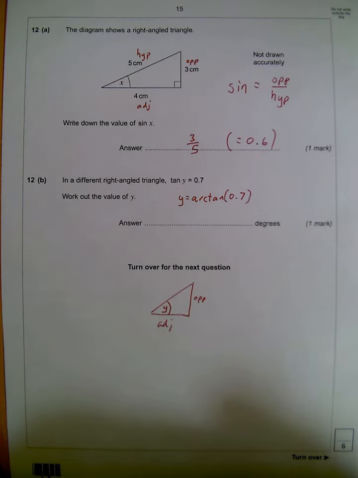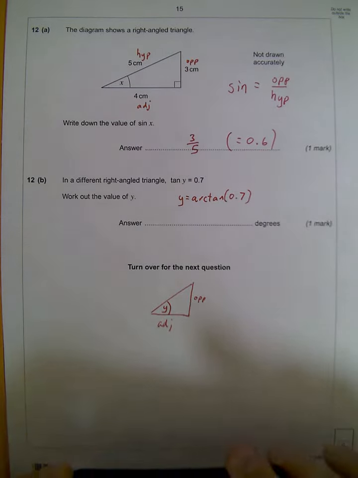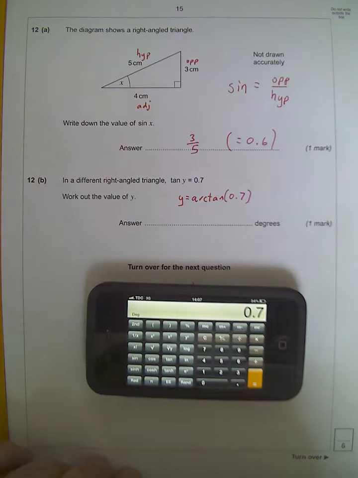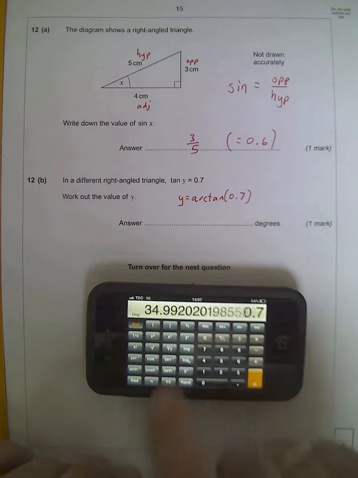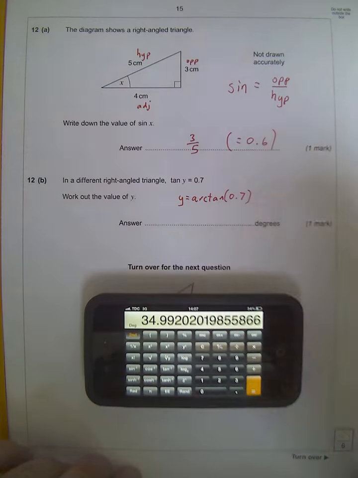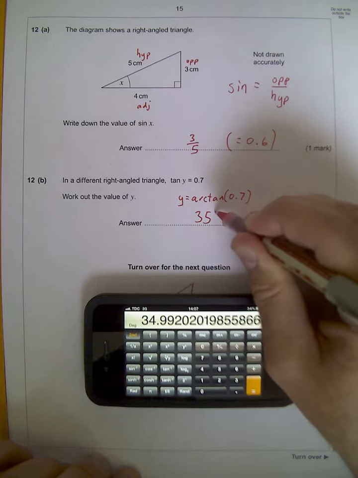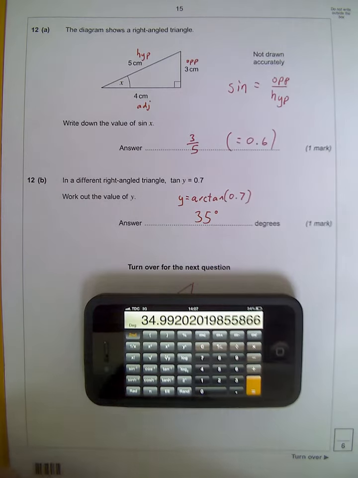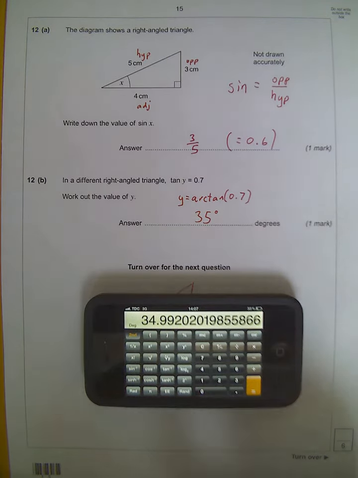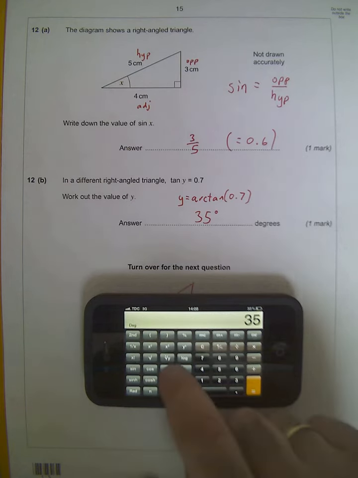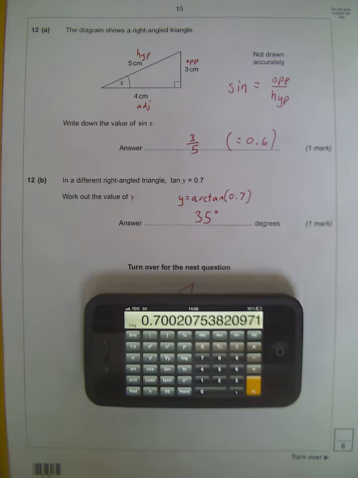So let's just get the calculator on that. 0.7, then second function I have to press, tan, and it's just about 35 degrees. So 35 degrees is the angle that when you do the tan of it gives you an answer of 0.7. In fact, let's just try that. 35 tan, just about 0.7.